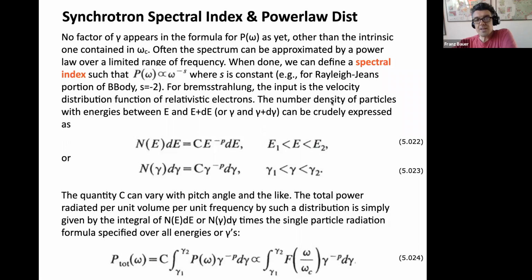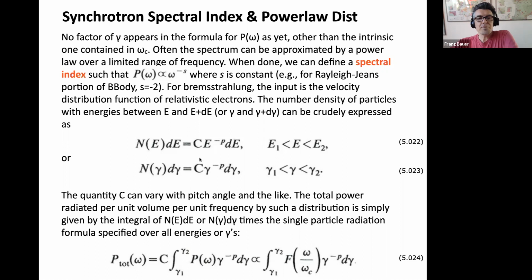And so imagine we have a number density of particles here. They have energies between E and E plus dE. We can transform this energy into an equivalent of gamma and gamma plus d gamma. And so we could then express the number per energy as some constant times the energy to some power, dE. And over a very small range in dE, this works, right? This is again just approximating the distribution by this power law. We can do the same thing for gamma, right? Just transforming this.